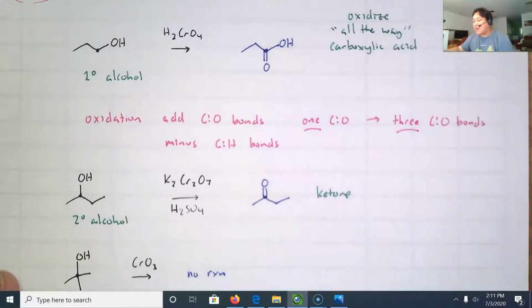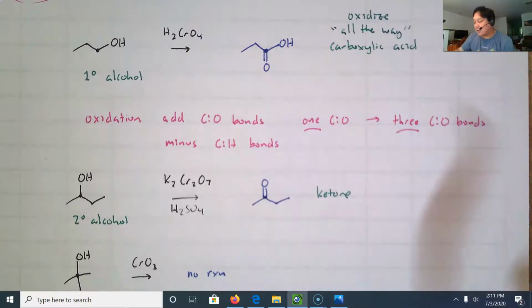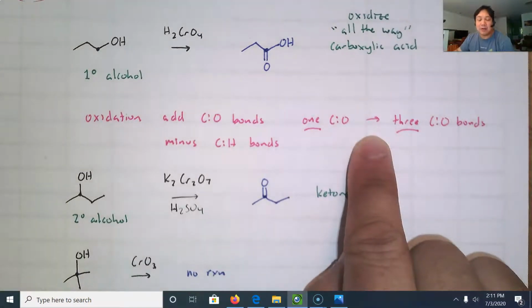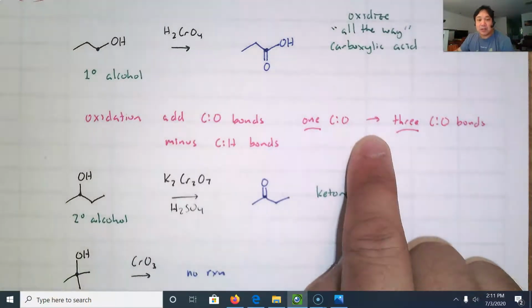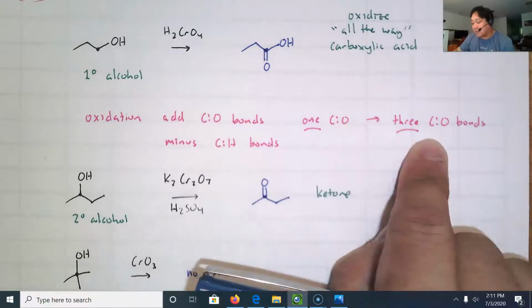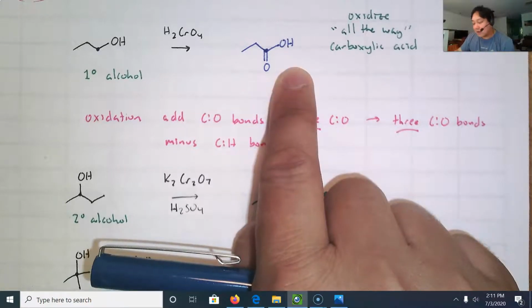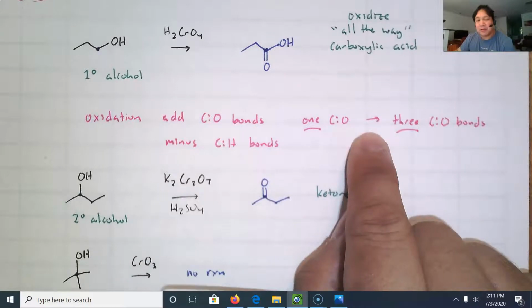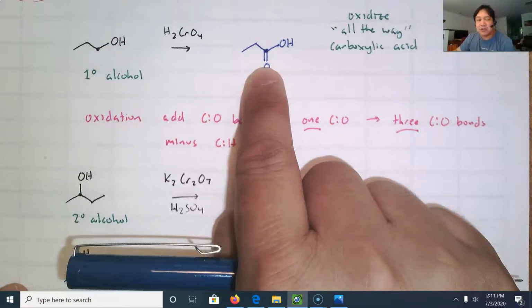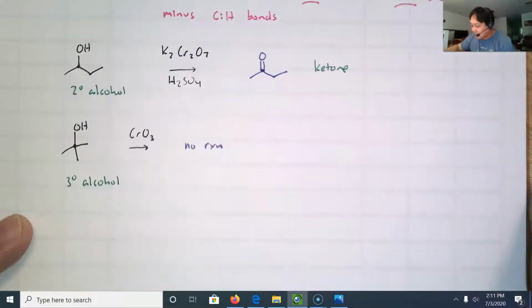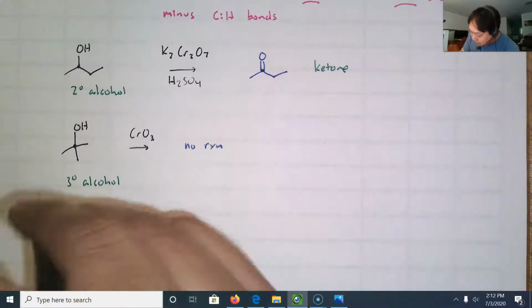Okay. What that tells me is that the intermediate, the one molecule that has 2 bonds to oxygen, is still oxidizable to make the carboxylic acid. Can you envision what that molecule is? 2 bonds to oxygen? It's this one right here.